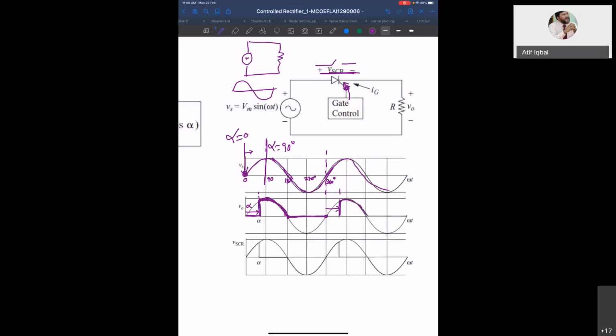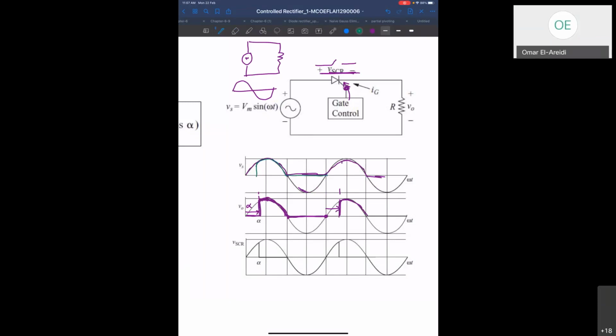Now, if you compare the diode based and the thyristor based, what was the diode based? In the diode based, how do you get the output voltage? The output voltage is uncontrolled. You get it like this. But here you get a different shape.